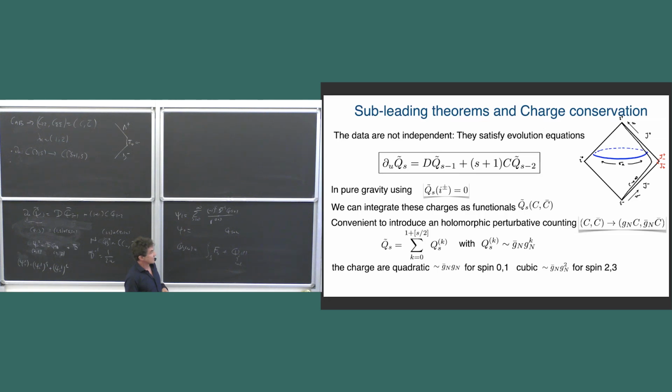So if you think of G Newton to be the product of G times G bar, okay, then you can use a holomorphic perturbative counting, right? And what you can show is that when you integrate these charges, these charges Q tilde are linear in G bar, okay? So they only depend on C bar linearly, but they become polynomial in C, okay? So these charges, I call them half perturbative. They're perturbative in G bar, but non-perturbative in G, okay? And the degree of the perturbation here is 1 plus the integer part of S over 2.